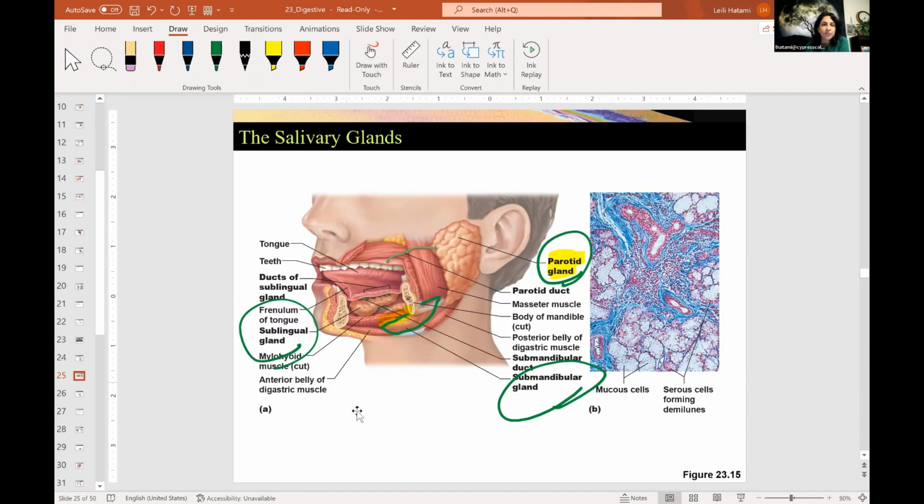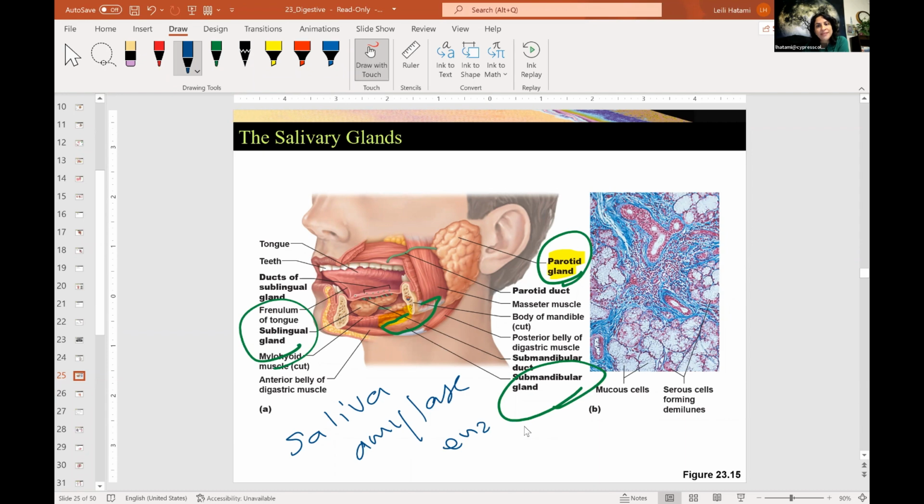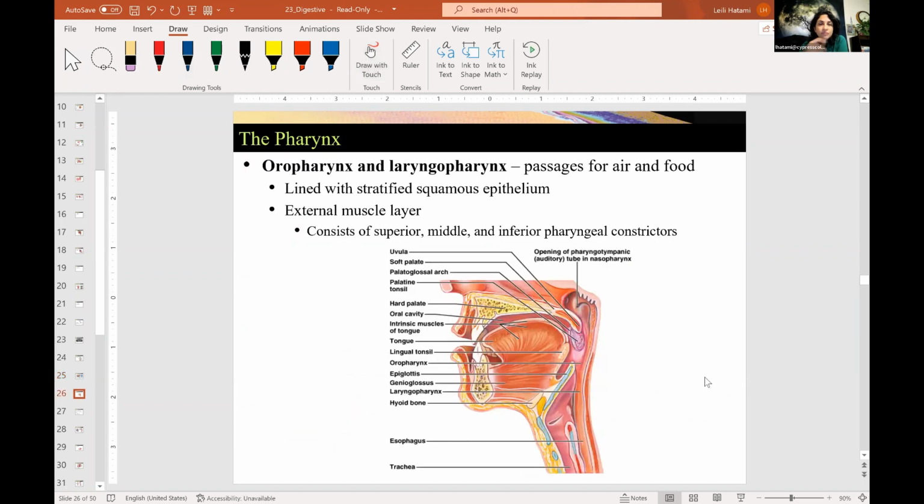which produce the saliva. Saliva is composed of water, electrolytes, and also the amylase enzyme. The amylase enzyme breaks down starch, the carbohydrates. So it means the chemical digestion of the food starts in our oral cavity, where we start the carbohydrate digestion.